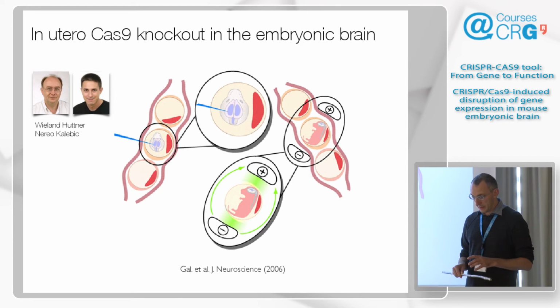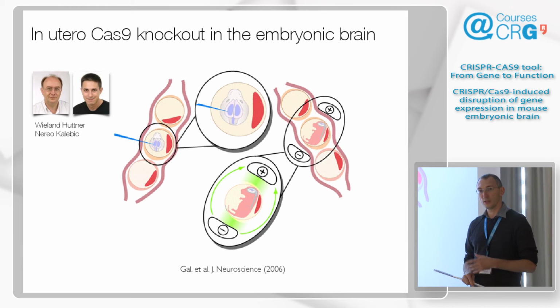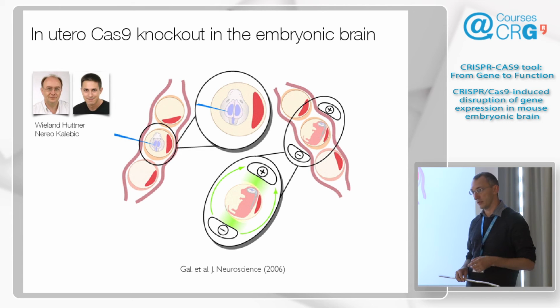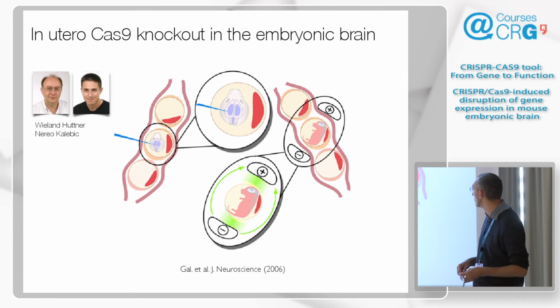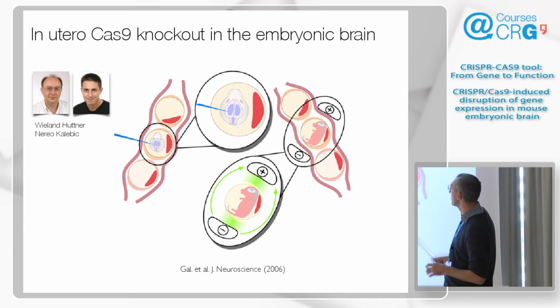So in neurobiology, a technique that has been used for many years, and it's useful for many different applications, is the in utero electroporation in the developing brain of the mouse embryo. So the procedure is roughly explained here.